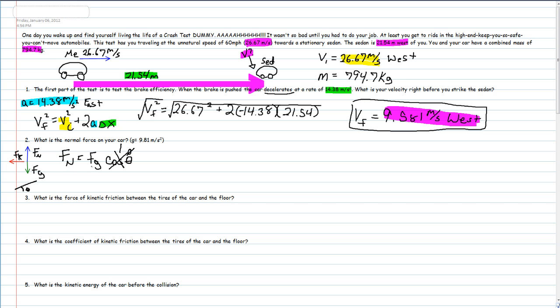So my normal force is going to equal my force of gravity, which also equals my mass times the acceleration of gravity. So in this case, Fn is going to equal my mass, which is up here at 794.7, times the acceleration of gravity, which is 9.81 meters per second squared. And whenever I type that into my calculator, I get 7,800 newtons.